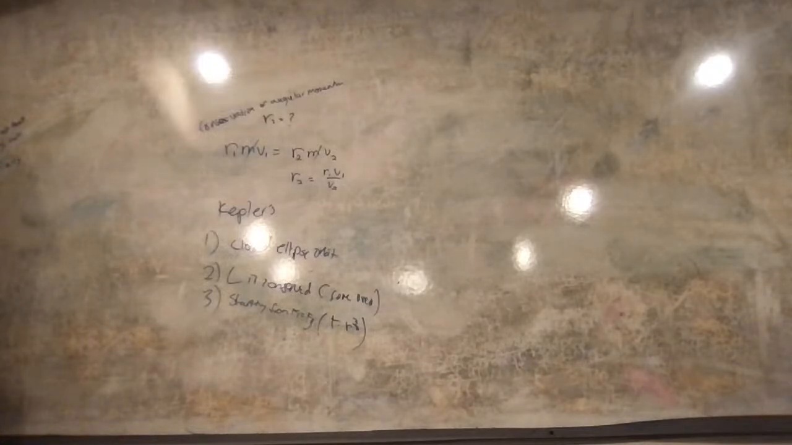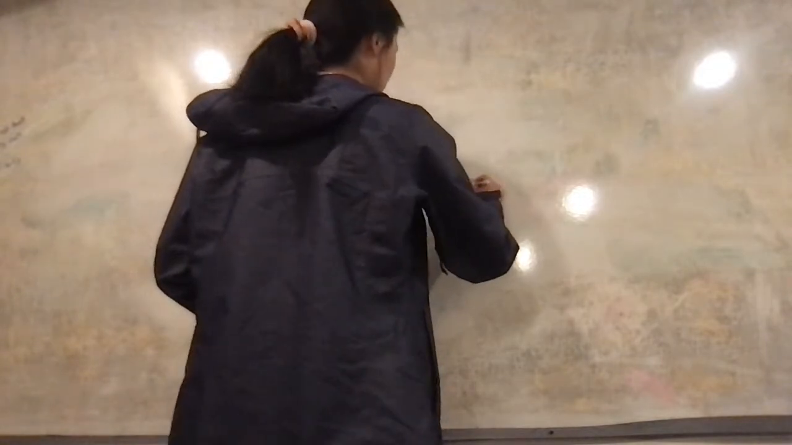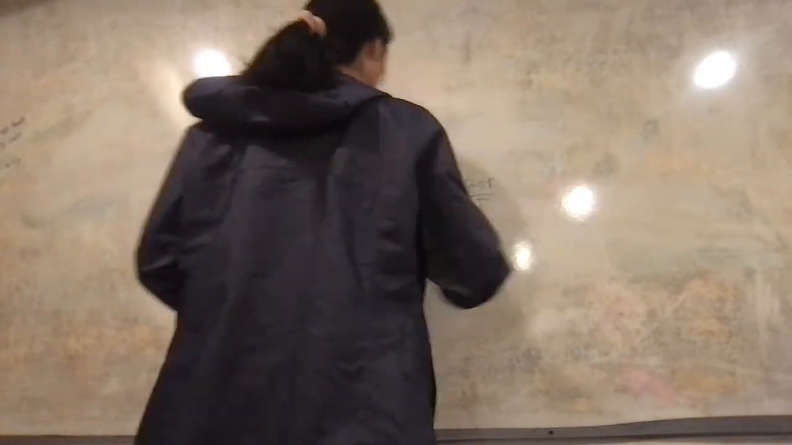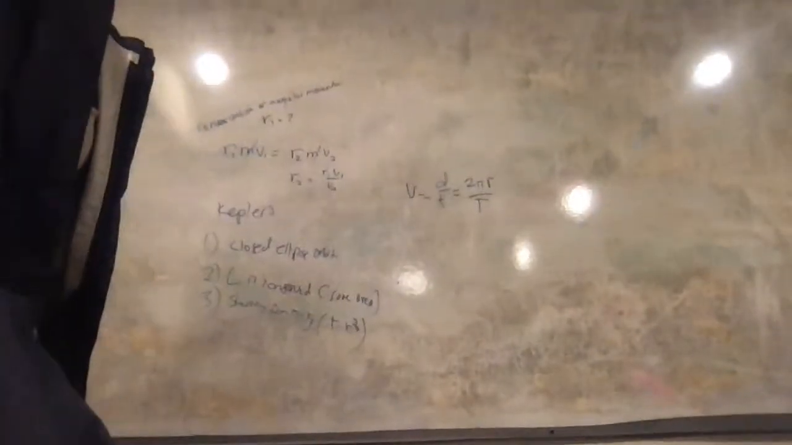And another point that we haven't talked about that is very important is that velocity equals distance over time, which equals 2 pi r over the period, big T. Okay, and that is the conclusion of the video.